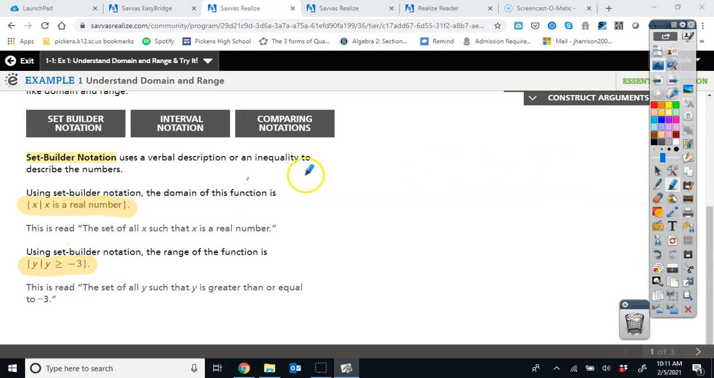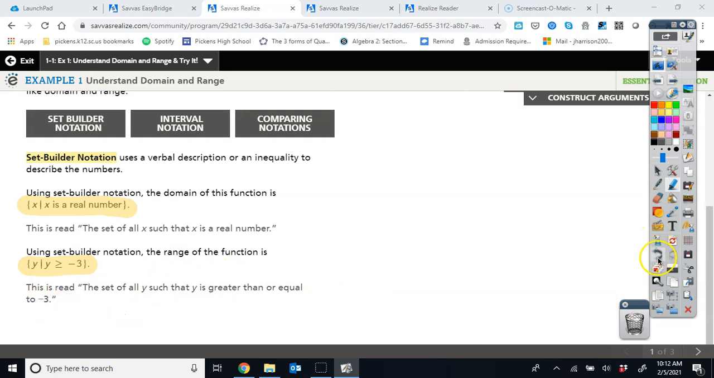Now that's what we said. We said x can be any real number, and we said that the y's are greater than or equal to -3. And again, guys, we're physically talking about the graph just as much as we're talking about what we plug in and what we get for y values when we plug in x's. So the way you read it is: the set of all x such that, and I kind of think about the bar as "such that," x is a real number. The set of all y such that y is greater than or equal to -3.